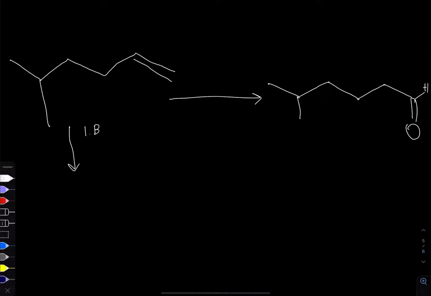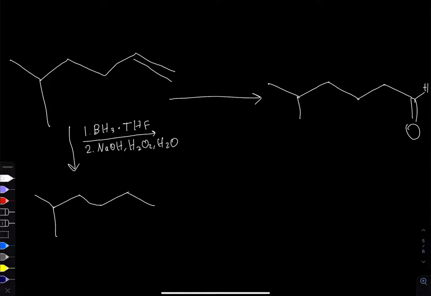BH3, THF are the reagents for hydroboration. Then it's basic conditions: you want to put hydrogen peroxide, and use water as your solvent. The outcome will be an alcohol group, an OH, on the less substituted carbon. So not on this carbon, but on this carbon. This is the carbon where we're going to put the OH.